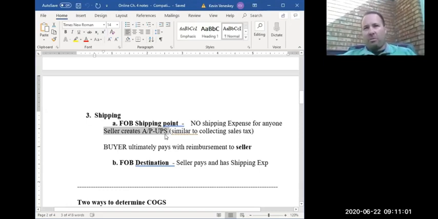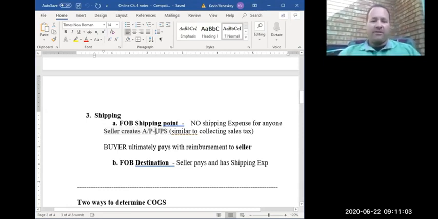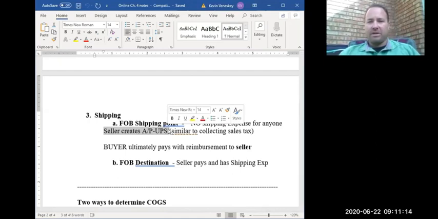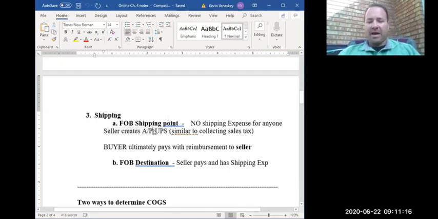Or if they do, let me take a step back here. This entry is going to be part of the sale entry. I like to do it like that. Sometimes the book will do it a little differently. It'll do it separate. I like to do it as part of the actual entry.